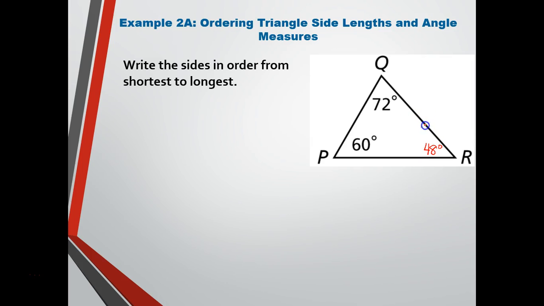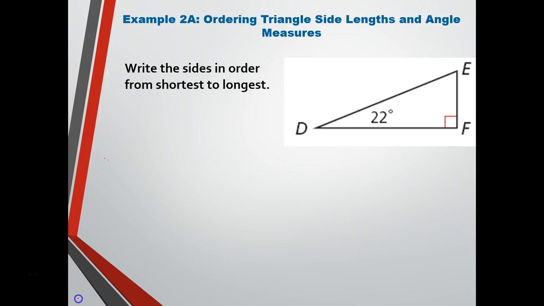Okay, so now naming the sides from shortest to longest, I'm going to say it like this. Here's the opposite side of 48 degrees. That's going to be the shortest. The next to the smallest angle is 60. The opposite side of 60 is going to be the next to the shortest. And then the largest angle, 72, its opposite side is going to be the longest. So name your segments. Whoops, sorry guys.